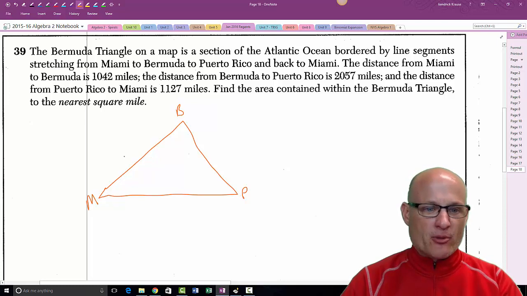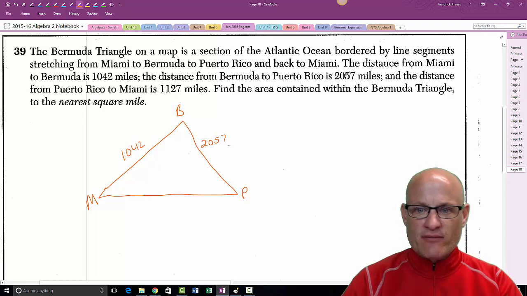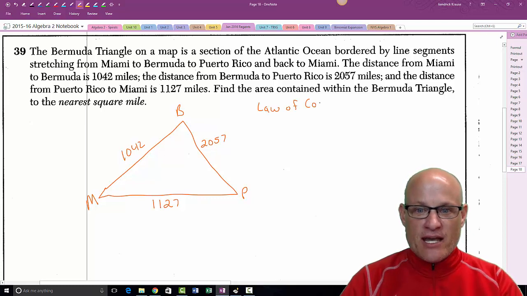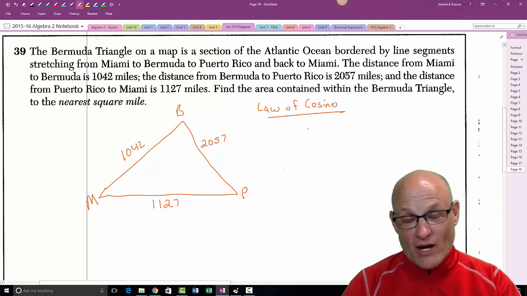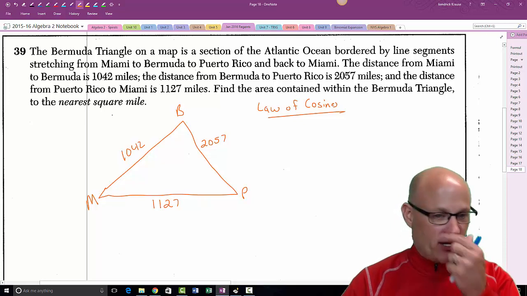The distance from Miami to Bermuda is 1,042. The distance from Bermuda to Puerto Rico, man, I can't say that, it's past my bedtime, is 2,057. And the distance from Puerto Rico to Miami is 1,127. As soon as you see sides, you know that you have the law of cosines. And you need to find an angle, and this is the hard case of the law of cosines, which is why it's your six-point question. Find the area contained within the Bermuda Triangle to the nearest square meter.